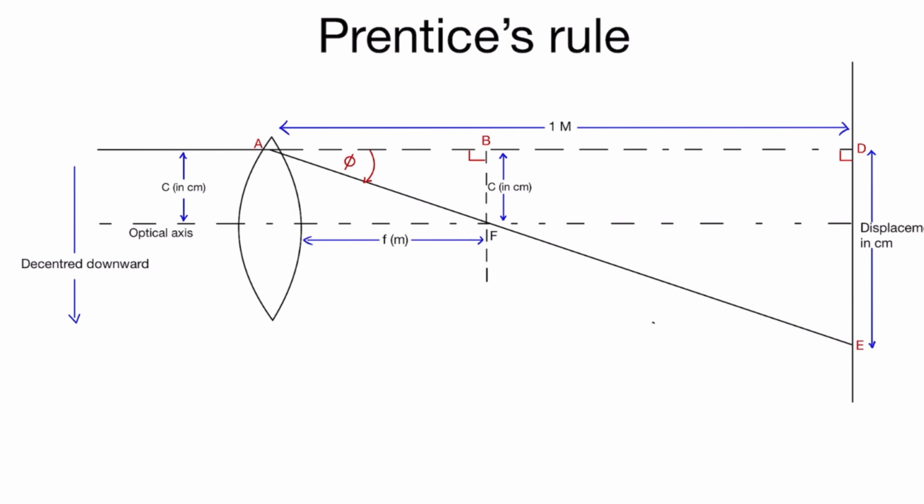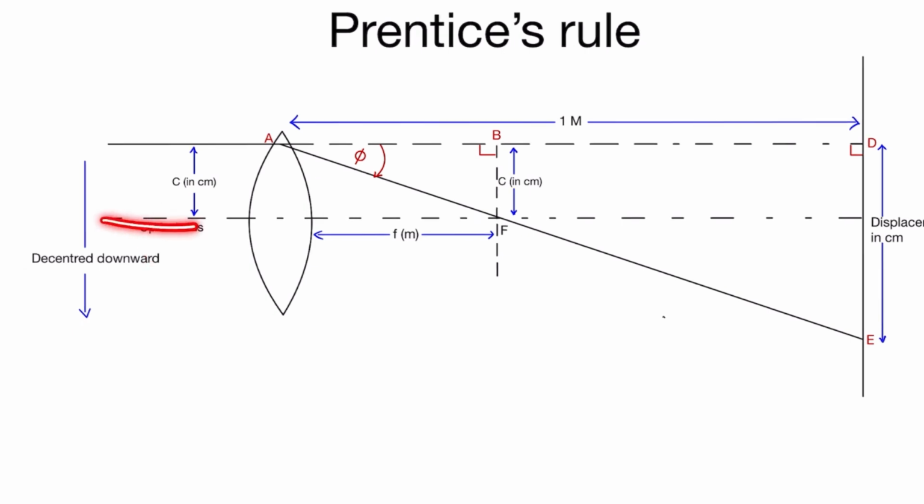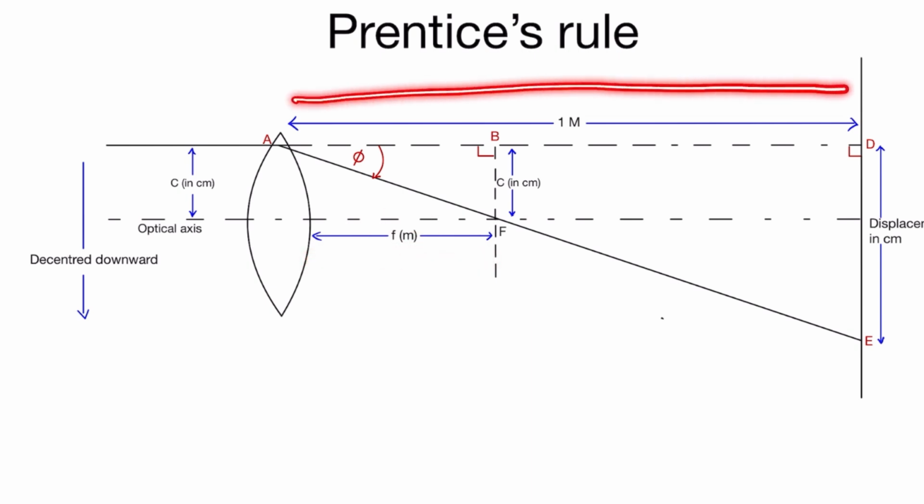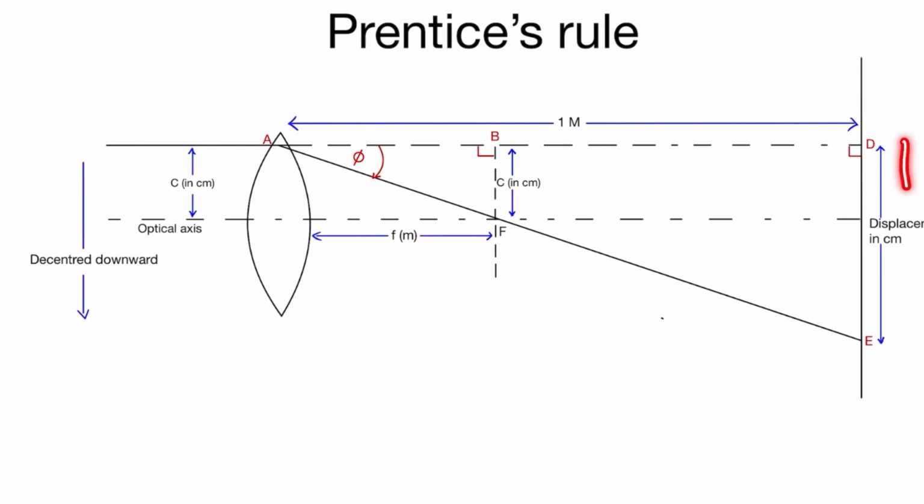Suppose you have a plus lens which is decentered c centimeter downward. The parallel ray, instead of passing through the optical center, now passes through a point above the optical center, denoted by point A. After passing through point A, the ray bends towards the optical axis and meets a point F, which is also the focal point of this lens. The distance between the focal point and the lens is the focal length of the lens, denoted by F in meters. A screen is placed 100 centimeters away from the lens to measure the prismatic effect caused by the decentration.